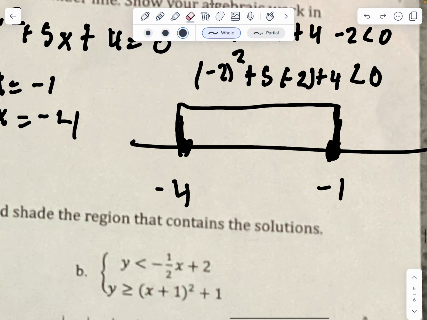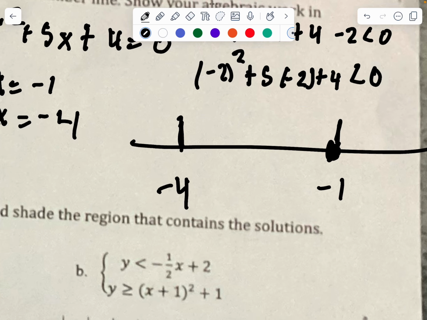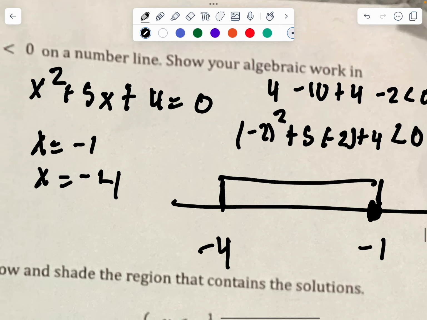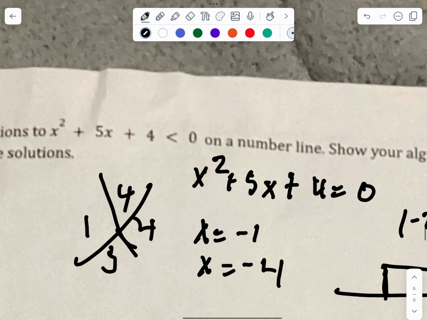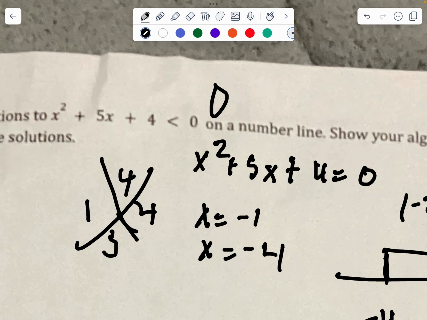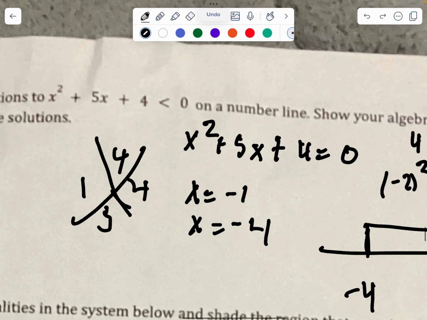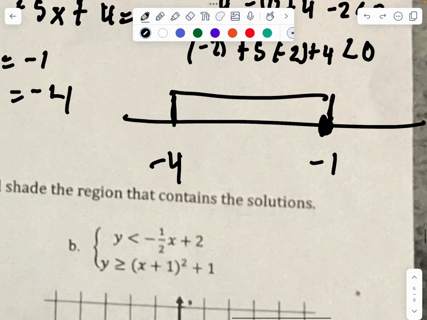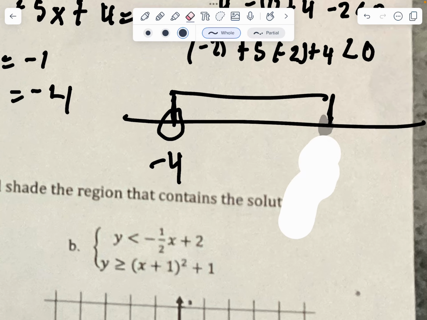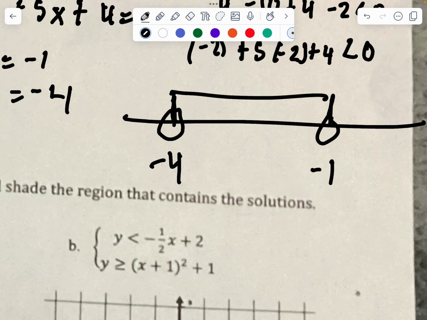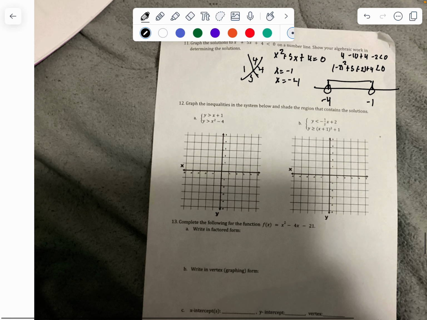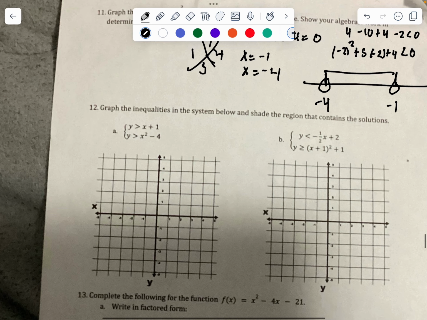I did one thing wrong, because it's not less than or equal to like this. It's not filled. It's just a circle. So it's going to be like that. And the other one's going to be the same. There we go. Pretty easy stuff.